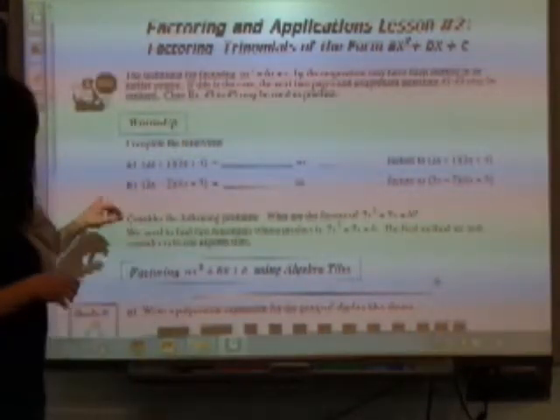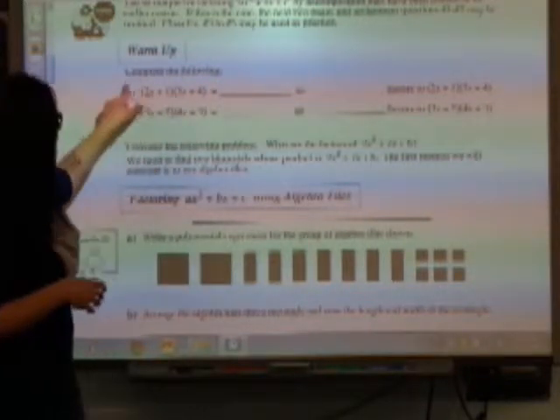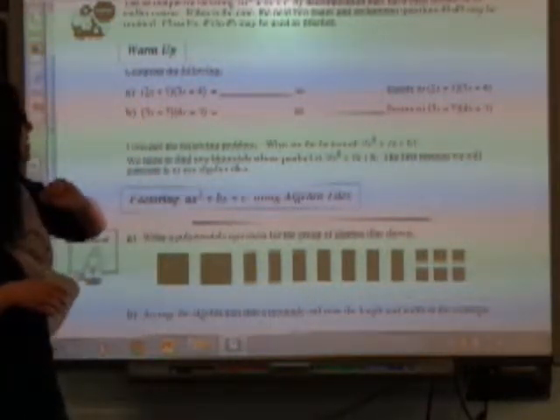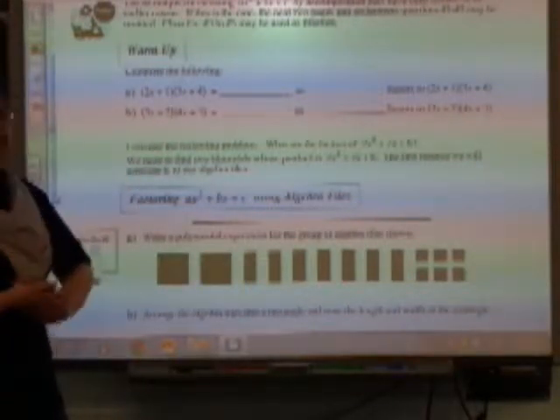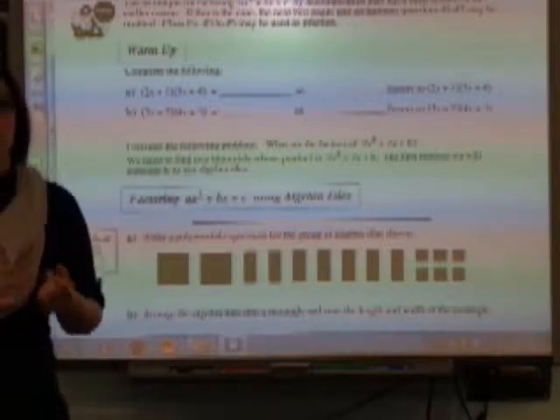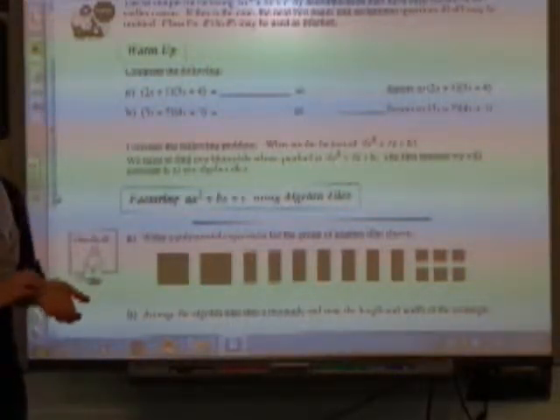So what I want you to do first is complete the following. I want you to expand this out. So multiply 2x plus 1 by 3x plus 4 and 3x minus 2 by 4x plus 3 using the distributive property, or sometimes commonly called FOIL. So press pause and do that for me.